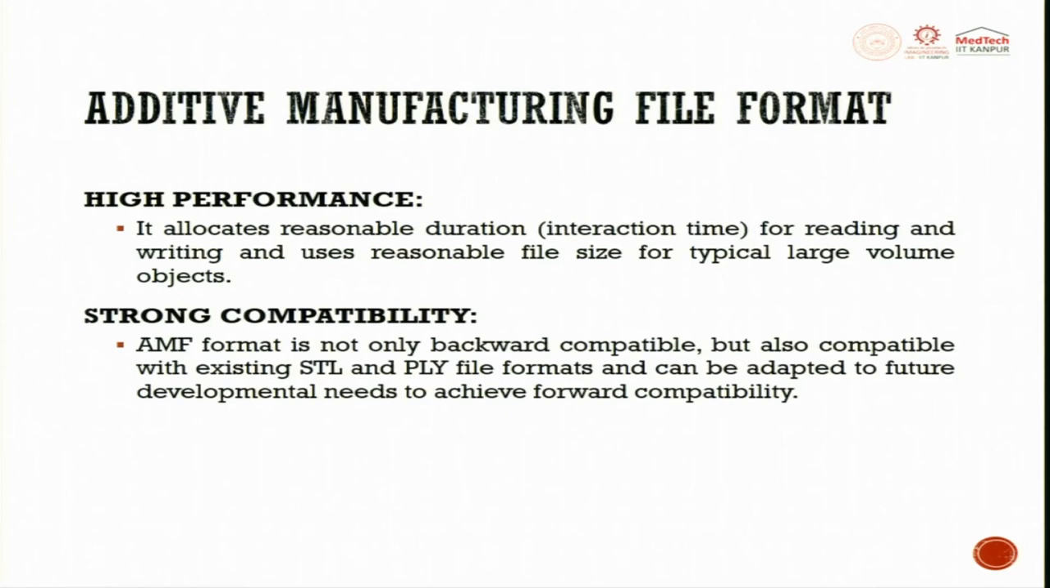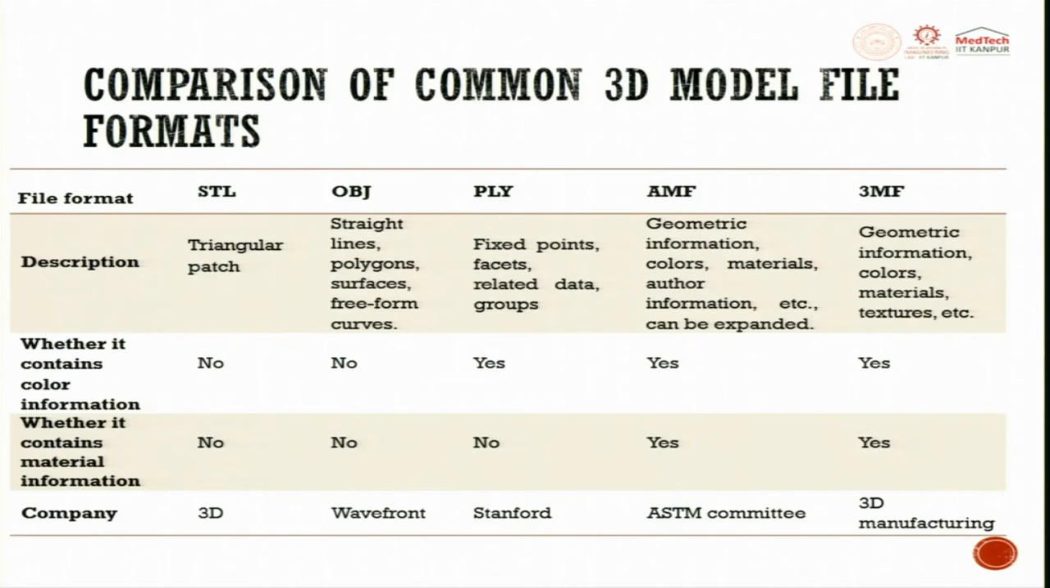Strong compatibility. The AFM format is not only backward compatible but also compatible with the existing STL and PLY file formats, and can be adapted to further development needs to achieve forward compatibility. When we look into the comparison of 3D model file formats, these are the different file formats: STL, OBJ, PLY, AMF, and 3MF. So, it is STL, OBJ, PLY, additive manufacturing format, and 3D manufacturing format.